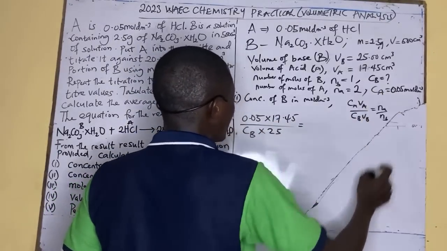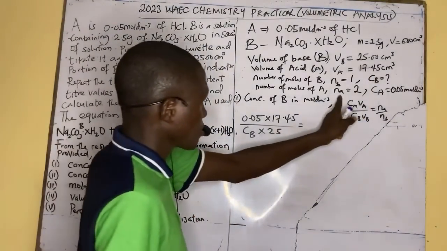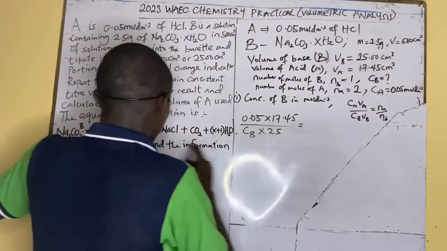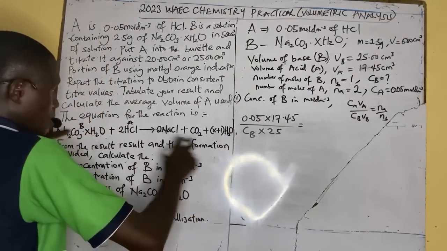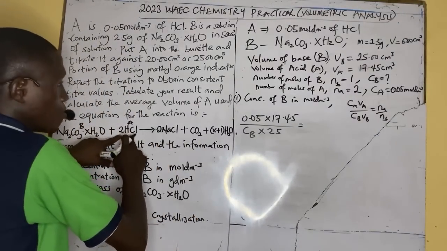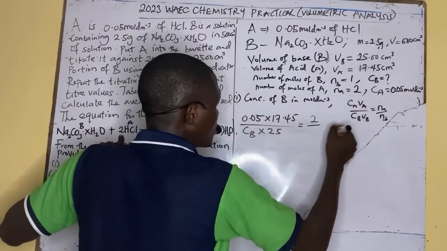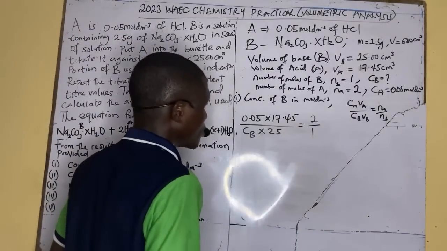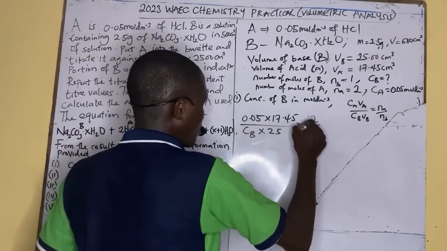Your NA is the mole of acid used, which is 2, from the chemical equation given. So that's why this is given. So the number of moles of acid is 2, over the number of moles of base, which is 1. So by doing your analysis, we cross multiply.